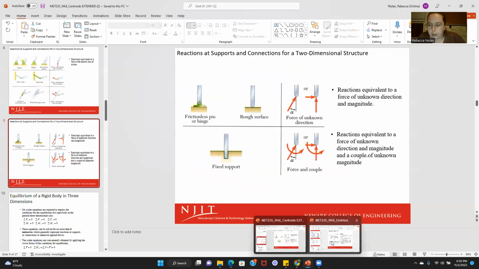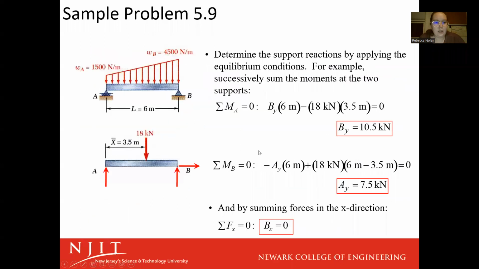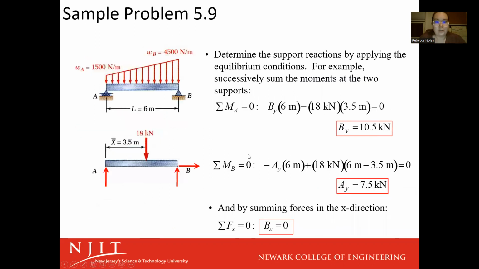So now let's go back to our example we were looking at. Now we got this down to where our distributed load was represented as a point load. Now we need to add in reaction forces to A and B. Reaction force at A, so rollers are going to prevent this from moving on the y-axis, but everything else is going to be able to move. So we're going to have a y-axis constraint, and B, our pin joint, is going to have an x and y constraint. So we put those in, and then it turns into a regular equilibrium type of problem.